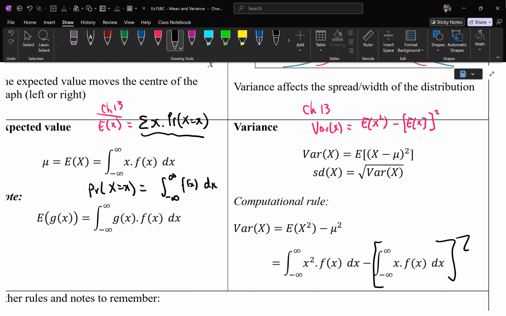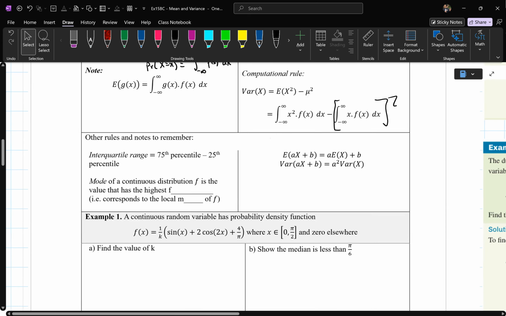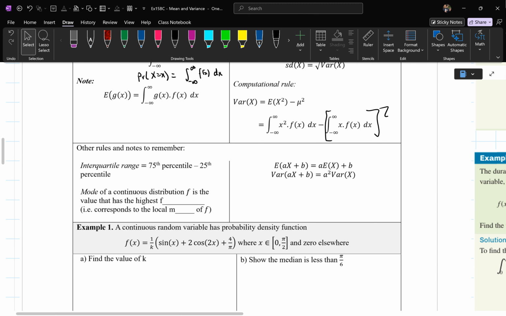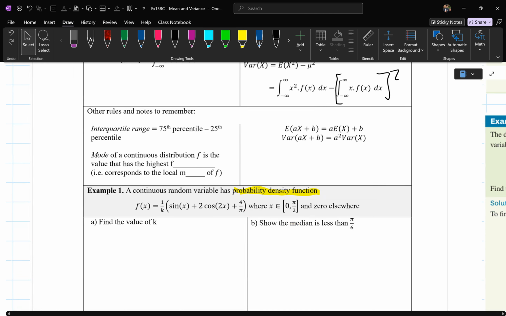Cool. 2 minutes. I might have to do this next session. I wanted to do this problem because this ties in just what I just said. You find the median, you find the area, and you find k by using probability density function. So this is the type of question where as soon as you see this word, area must add up to 1.